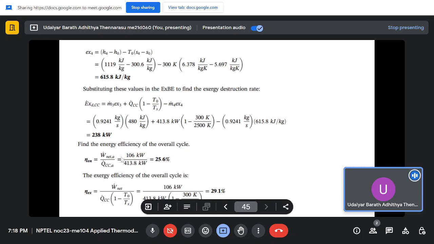So next is to find out the thermal efficiency and exergy efficiency. Thermal efficiency is W net divided by Q added. W net is 106 kilowatt, which is given in the question, and Q added is 413.8 kilowatt, which will come out to be 25.6%. And then the exergy efficiency is W net divided by exergy added in the combustion chamber. So 106 divided by 413.8 into (1 minus 300 by 2500) will come out to be 29.1%. So exergy efficiency is 29.1% and your thermal efficiency is 25.6%.